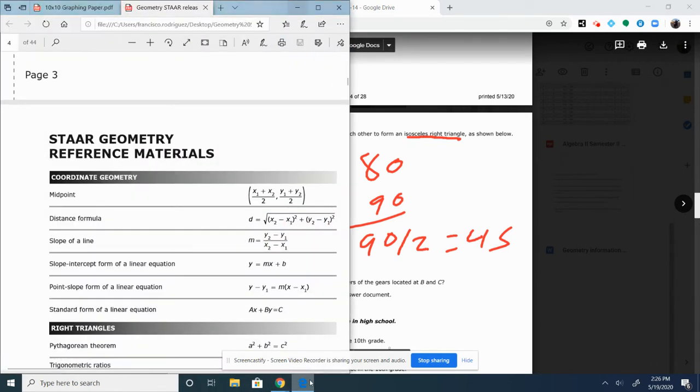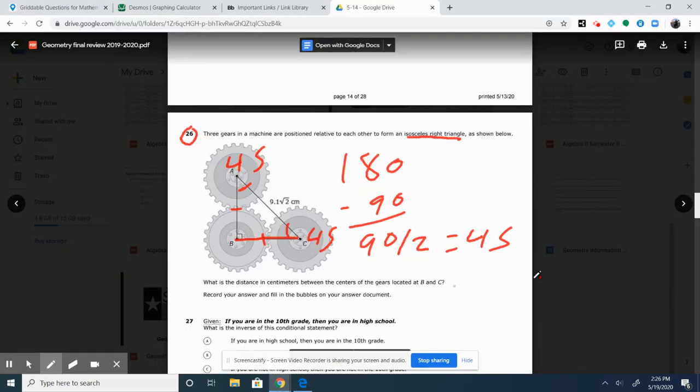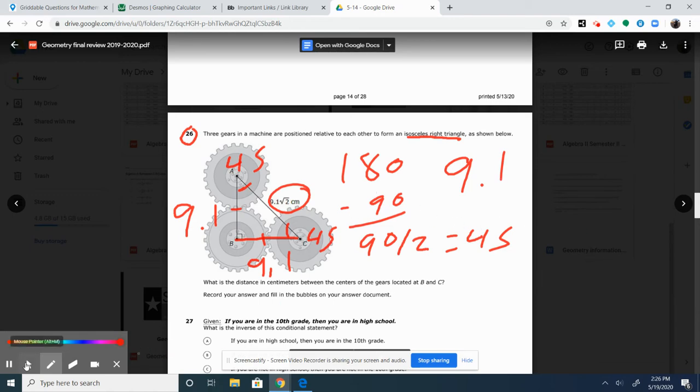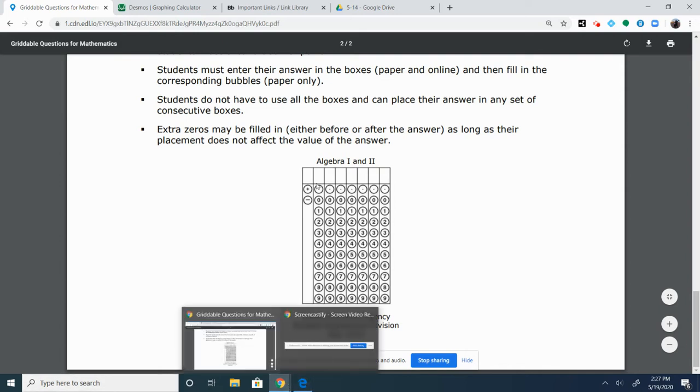So if you recognize that we have a special right triangle, a 45, 45, 90 degree triangle, where x square root of 2 is the hypotenuse, and then the x are the legs. So based on that, we have our hypotenuse of 9.1 square root of 2. So that means that these two sides both have to be 9.1. Therefore, our answer would be 9.1. And this is a griddable, so we had to put it into the griddable. So our answer should be 9.1.